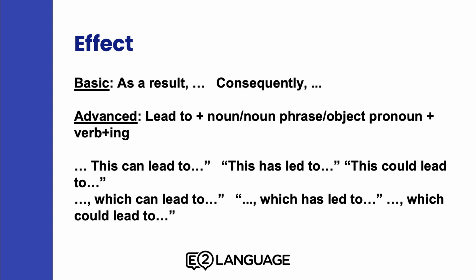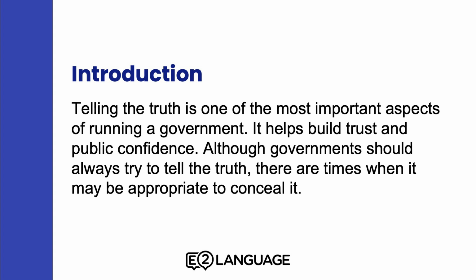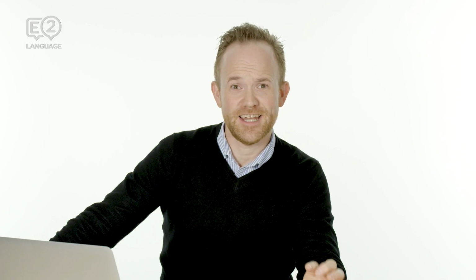You'll see it shortly. Now the first thing we'll do, and this is very important to remember in your introduction, is you do want to have a clear position. So here's our introduction. Telling the truth is one of the most important aspects of running a government. Full stop. It helps build trust and public confidence. All right, so I've introduced the topic. Although governments should always try to tell the truth, comma, there are times when it may be appropriate to conceal it. So, in the introduction, I've now said I disagree. Yes, they should try to tell the truth, but there are times when they cannot.